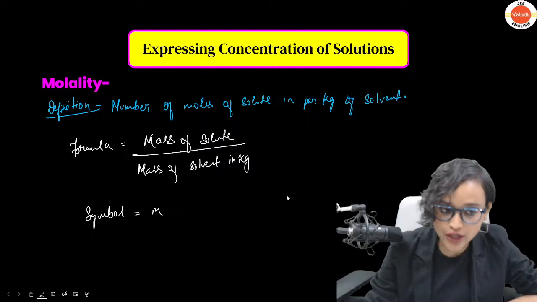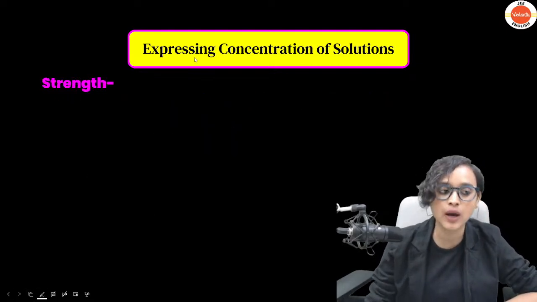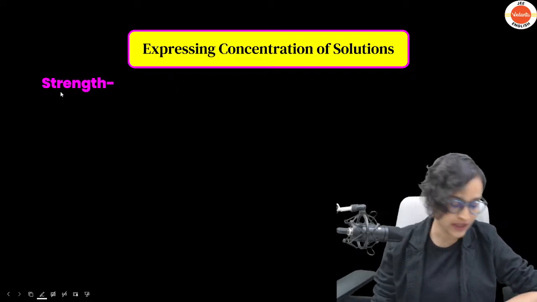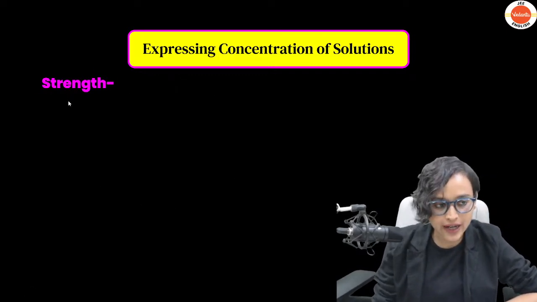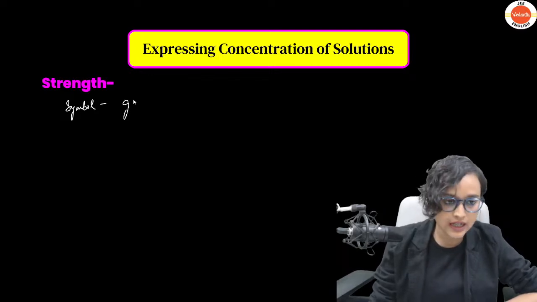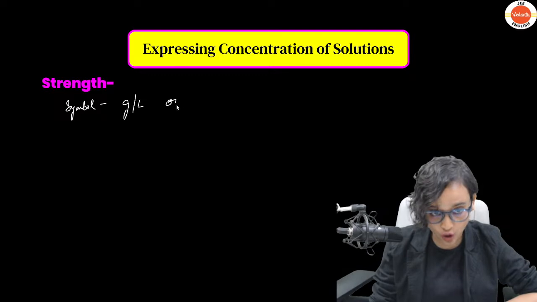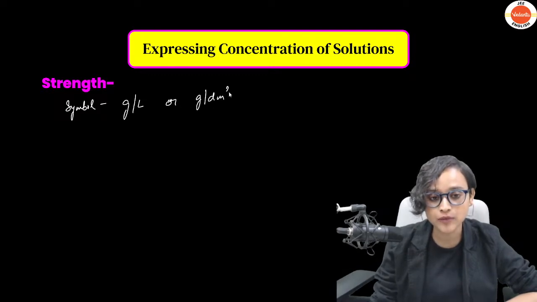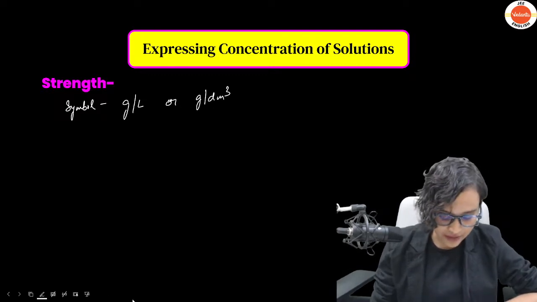Amazing. All right. So now let's do the final one, that is strength. Let me write the symbol here. What is the symbol of strength? The symbol of strength is gram per liter or gram per dm cube.